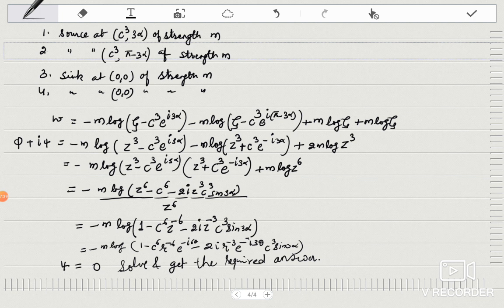Rather, we consider the images, and then by the principle of superposition we write the complex velocity potential for all the sources, sinks or doublets present in your flow field, and can get the relations required.